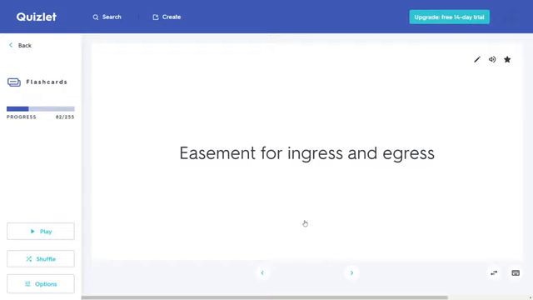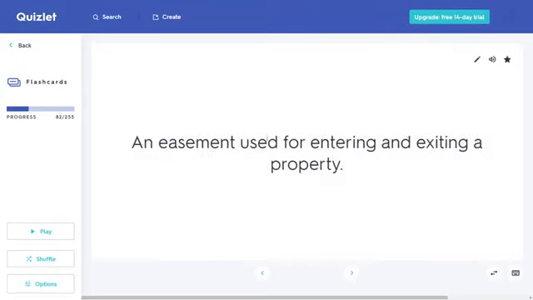Okay, so you guys know about this, hopefully. What is an easement? Well, we just talked about what an easement was. Remember, it's a right held by one person to use land of another for a specific purpose. Well, an easement for ingress and egress is a type of easement used for entering and exiting a property.